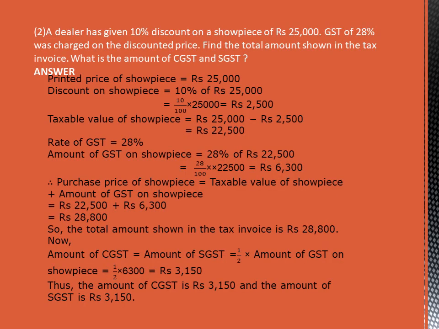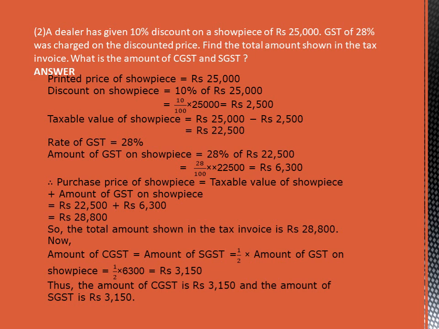A dealer has given a 10% discount on a showpiece of rupees 25,000. GST of 28% was charged on the discounted price. Find the total amount shown in the tax invoice and the amount of CGST and SGST. Here, a 10% discount on the showpiece price of 25,000 is given, and then 28% GST is charged. We want to calculate CGST and SGST.